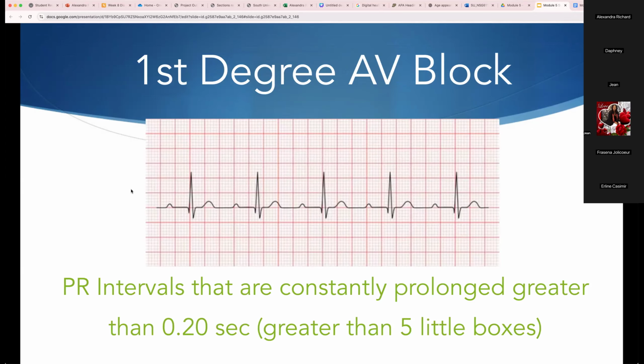Okay. So first up, we have 1st-degree AV block. In 1st-degree AV block, the PR intervals are constantly prolonged, greater than 0.20 seconds. Remember, if each box is 0.04 seconds, how many little boxes is the PR interval always going to be greater than? It's always going to be greater than 5, right? Because 5 times 0.04 is 0.20. So a first degree AV block, it's always too long. The PR interval is always going to be greater than 5 boxes. Does that make sense?